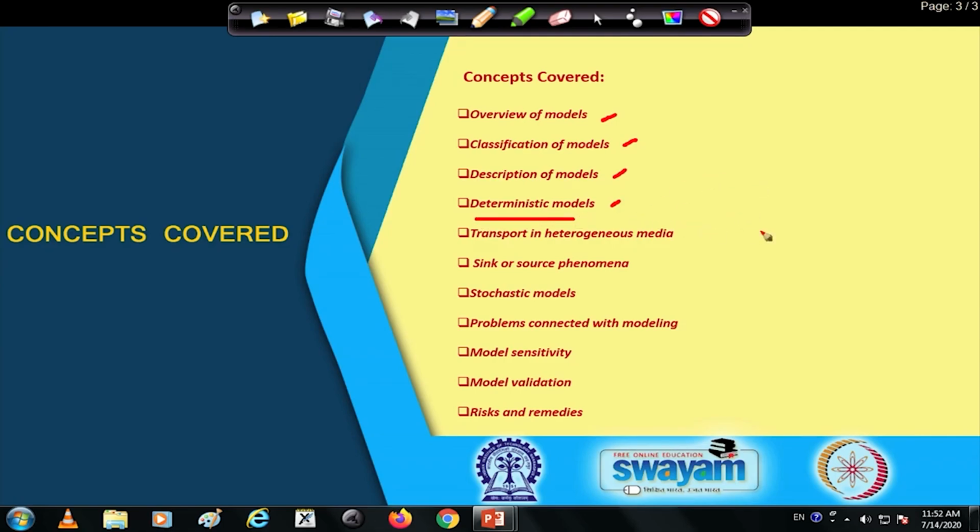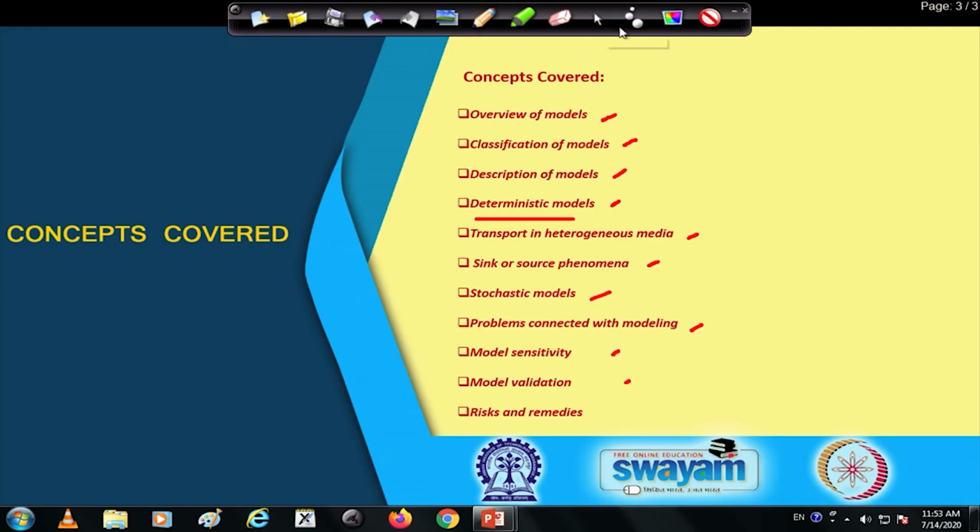We have already covered the models which are following the CD equation, the models which are following the compartment theory, as well as those models which are following the chemical engineering principles. So, today we are going to finish the deterministic model, and then we will be talking about the transport in heterogeneous media, sink or source phenomena, and also the stochastic model. And if time permits, we will also cover the problems connected with the modeling, and then model sensitivity and model validation.